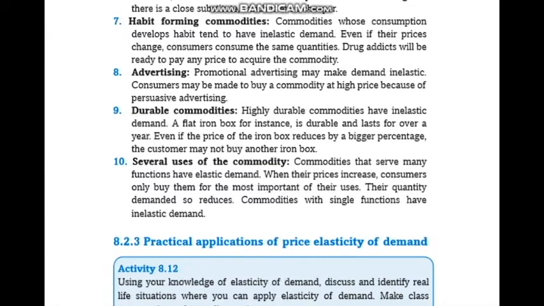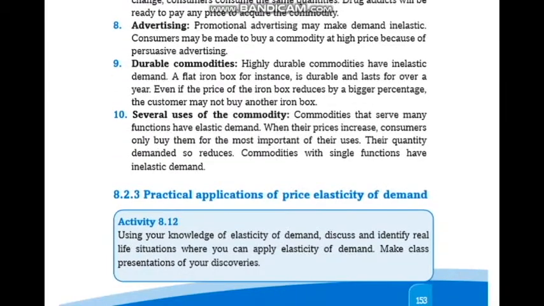Number 7. Commodities whose consumption develops habit tend to have inelastic demand. Even if their prices change, consumers consume the same quantities. For example, drug addicts will be ready to pay any price to acquire the commodity. 8. Advertising. Promotional advertising may make demand inelastic. Consumers may be made to buy a commodity at a high price because of persuasive advertising.